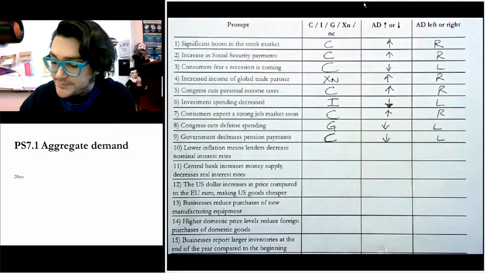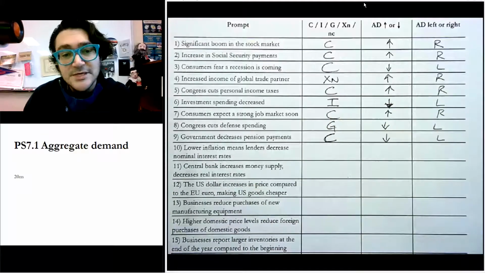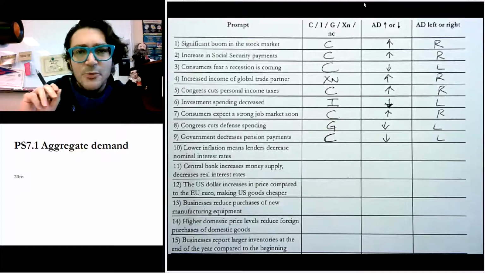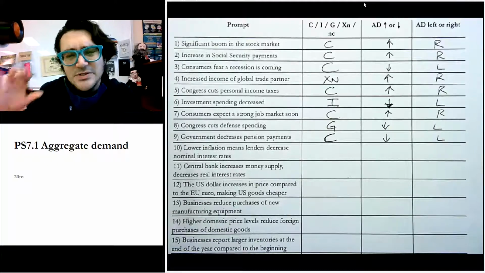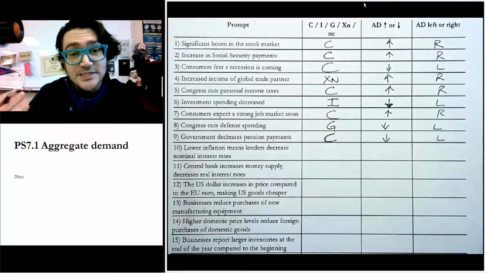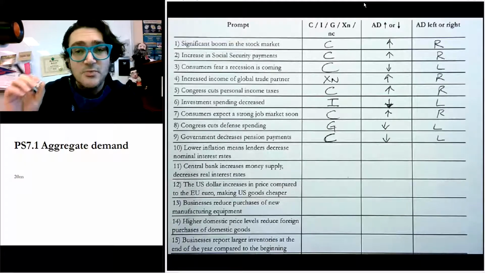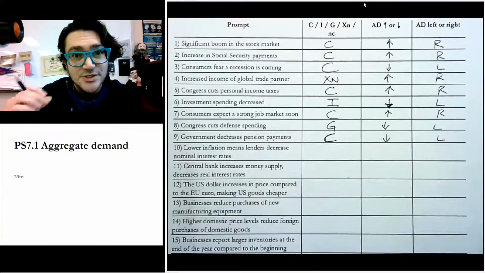Decrease to the left. Lower inflation means lenders decrease nominal interest rates. Now, remember, when I taught you about aggregate demand, I said there's a downward slope to aggregate demand, and there's some reasons for that. And among those, right, is that idea that the interest rates are sensitive to changes in inflation, to price levels.